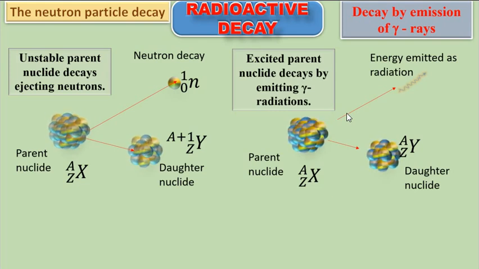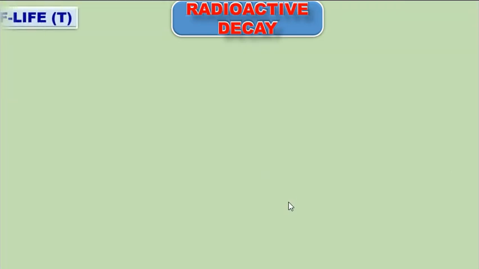What happened? There is a change in the state of energy. Before the decay, the nucleus has a lot of energy. After the decay, the nucleus loses a certain amount of energy and becomes less excited. But remember, no new element is formed. Then we'll now come to the next concept we want to look at, half-life.